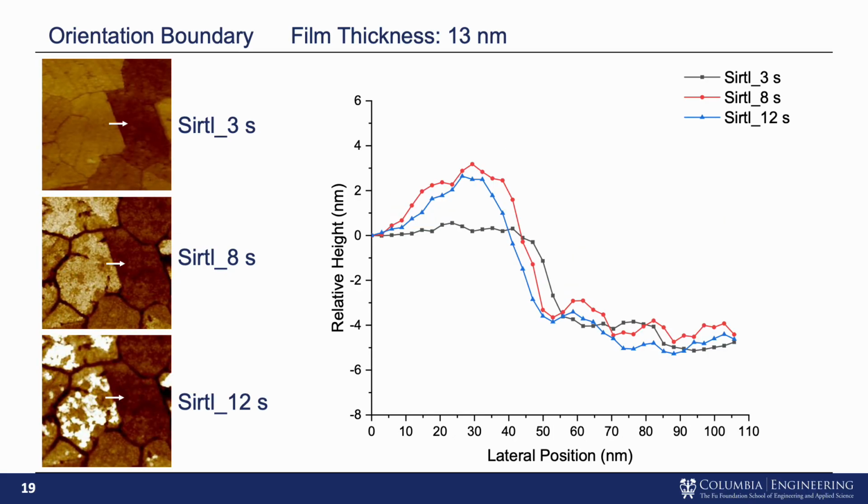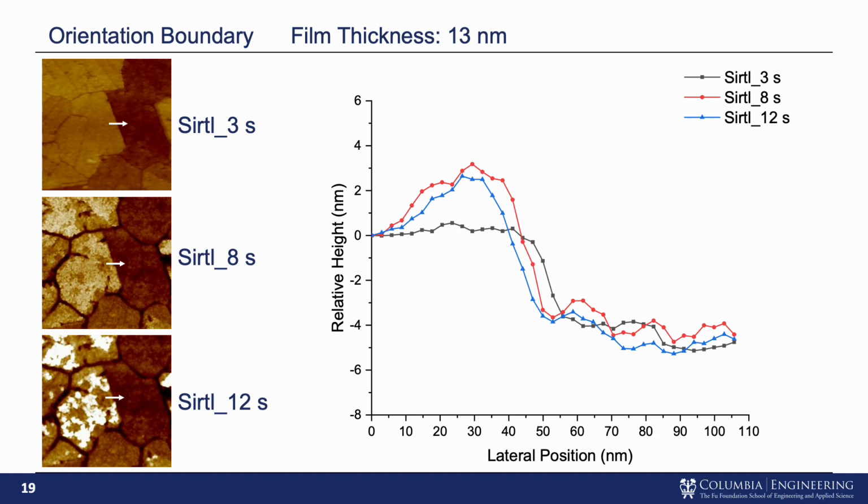Next, I examine an orientation boundary within a single grain, where 2 regions have different crystallographic orientations. Compared with the grain boundary case, the evolution here is more gradual. Instead of forming a deep, localized trench, this boundary mainly develops as a step-like height difference between the 2 sides.